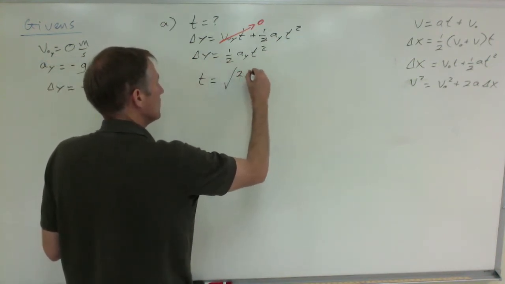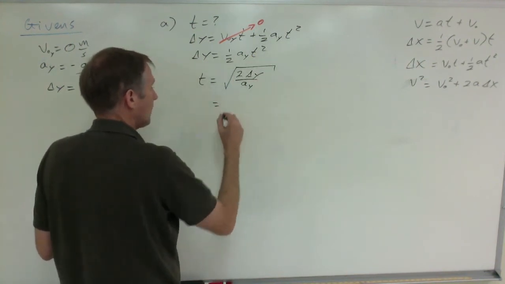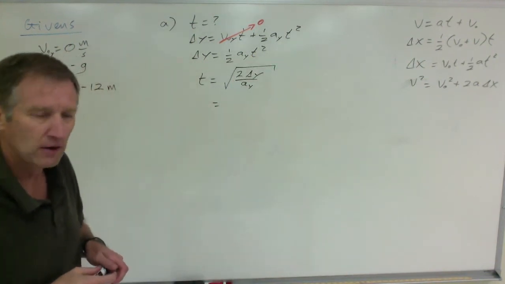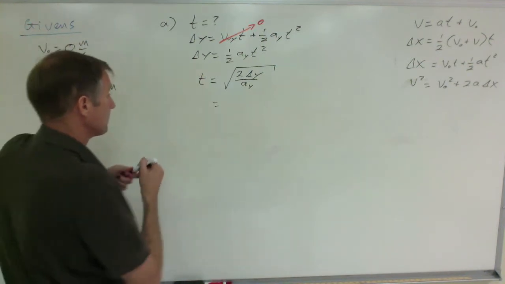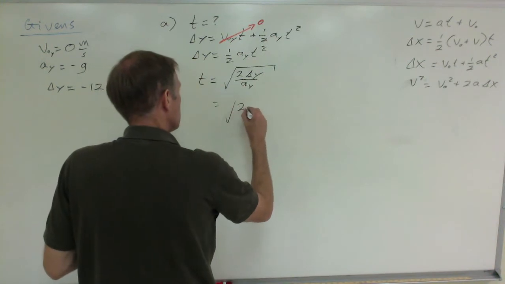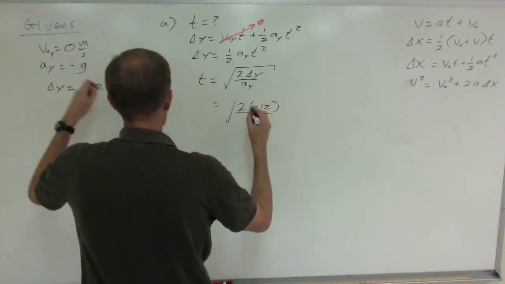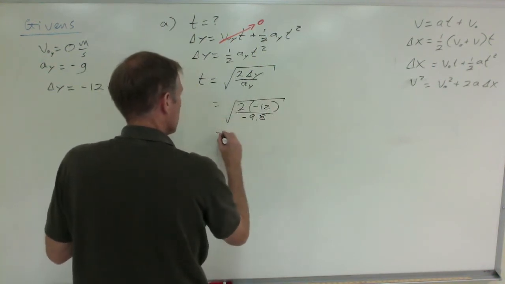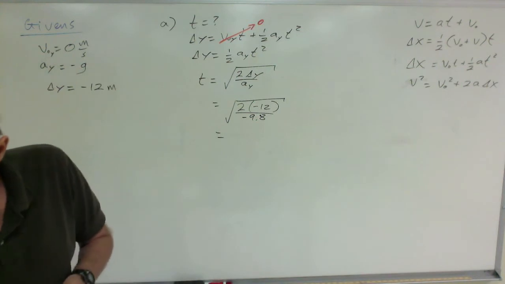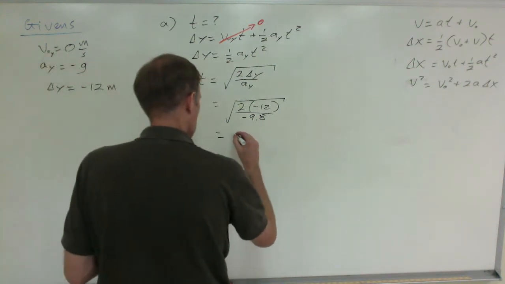That's going to be the square root of 2 delta y all over ay. You should never get a negative sign under the radical. We are not dealing with imaginary numbers in this class. That's 2 times negative 12, because it falls 12 meters, all over an acceleration of negative g, which is negative 9.8 meters per second squared. And that comes out to be 1.6 seconds.